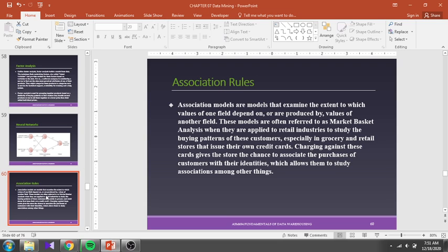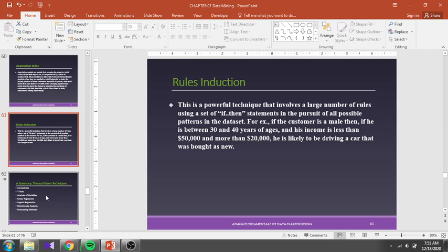Okay, the connection. Rules induction is a powerful technique that involves a large number of rules using a set of if-then conditions, statements in the pursuit of all possible patterns in the data set. For example, if the customer is male, and he is between 30 and 40 years of age, and his income is between $20,000 and $50,000, he is likely to be driving a car that was bought new. Okay, because you can see the trend or something that has happened in the past, that we have recorded in the past.